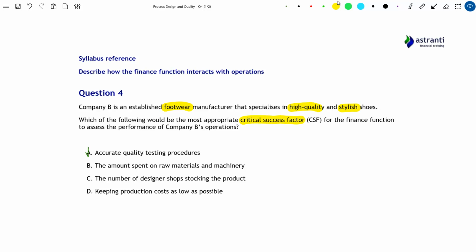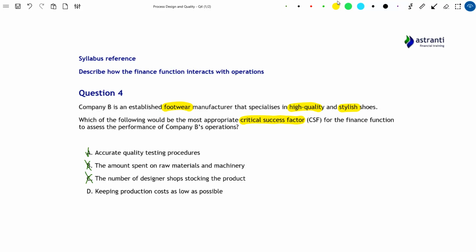Option B, the amount spent on raw materials and machinery. Now this isn't an area that you'd need to do well in, this is more of a way to measure that. And because that's not a critical success factor, we can immediately rule it out as a distractor. That leaves option C, the number of designer shops stocking the product. Again, that's a number, it's a very quantifiable thing, it's not a general area in which you want to succeed in, and that's another distractor we could rule out.